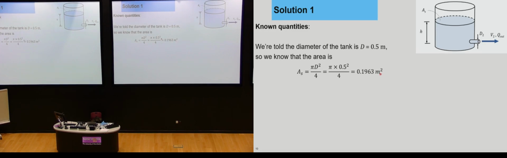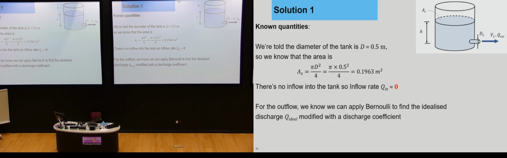We're told that the diameter of the tank is 0.5 meters, and we know that the area of the tank is just pi d squared upon 4. So we know what the area of the tank is. That's a known quantity. There's no inflow into the tank. We're not told anything about any inflow. So we can say the inflow rate, Q in, must be equal to 0, and we're only interested in the outflow rate.